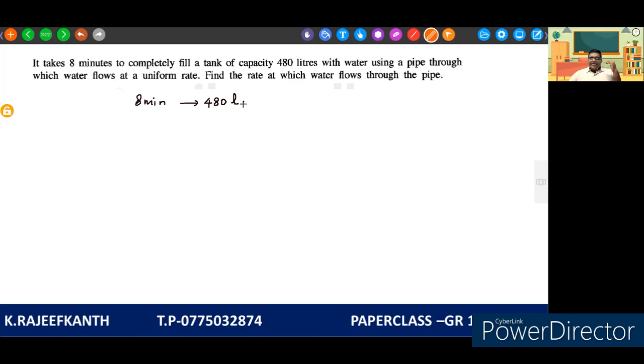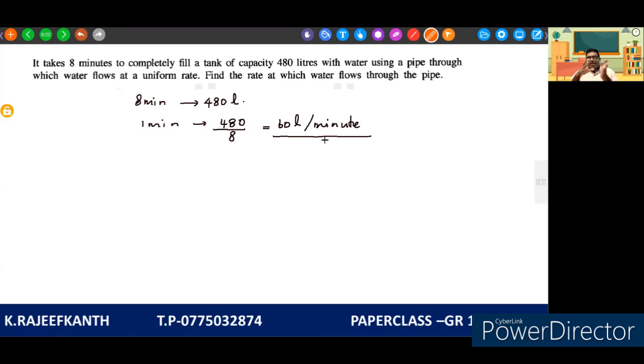So we have to find the amount in 1 minute. Here this is 8 minutes, it's completely filled, the 480 liter tank. So we have to find for 1 minute. So you can divide this 480 by 8. Then that is 60. So 60 liters per minute. Not minutes, minute. So that means in 1 minute, it flows 60 liters of water.